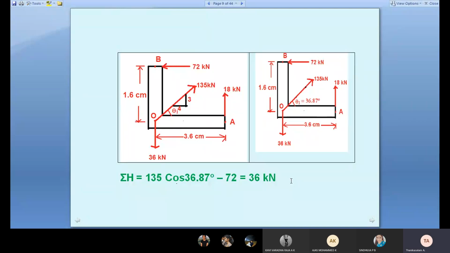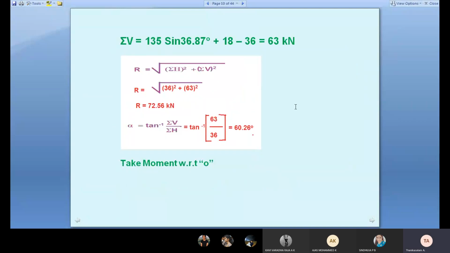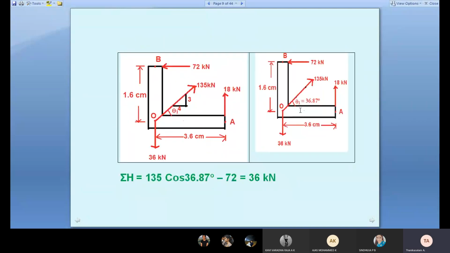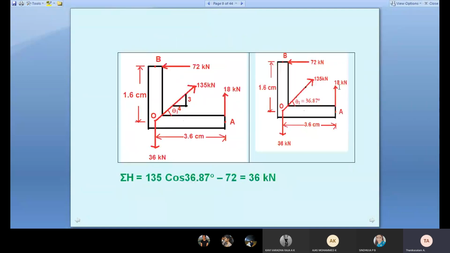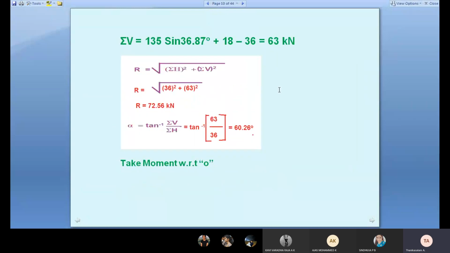Similarly, the vertical component. What are the forces in the vertical direction? Minus 36 plus 18, upward, plus 18 goes to plus y direction. 36 goes to minus y direction. And 135 is inclined, lying in the first quadrant. Therefore, 135 sin 36.87. See here, in a single step, I have written all the vertical forces. Then we got summation of V 63 kilonewton.